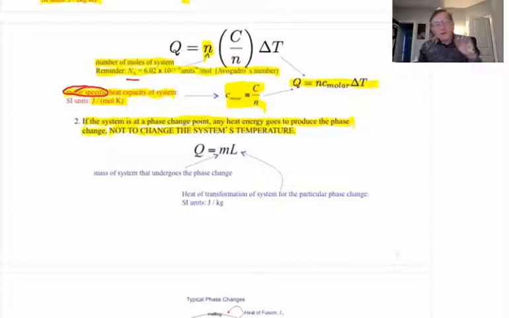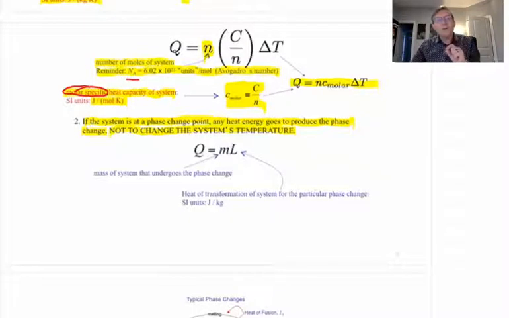Okay, so now there is no delta T. If we're at a phase change point, there is no delta T until the phase change is complete. But there is still a very quantitative, useful formula that you get from experiment. And now, the energy exchange is heat. There's still Q, there's just no delta T.